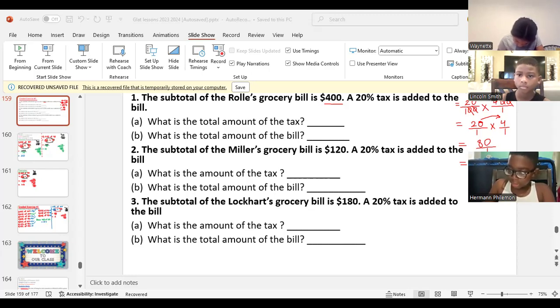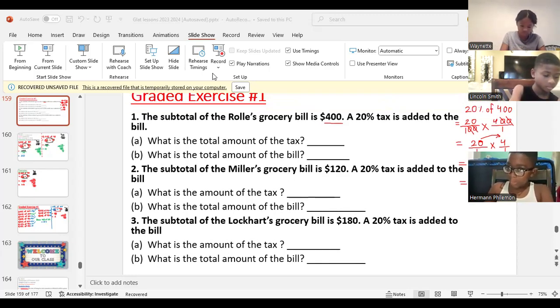All right, Lincoln, you already sent me it? For numbers 1, 2, 3? Yes, sir. Okay, good. Seth, would you go for number 1A? 80. Okay, that's good. Would you go for number 1B? I just went on that. Just one on it, okay.